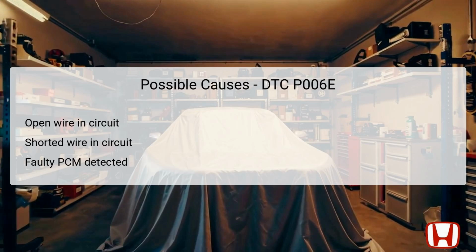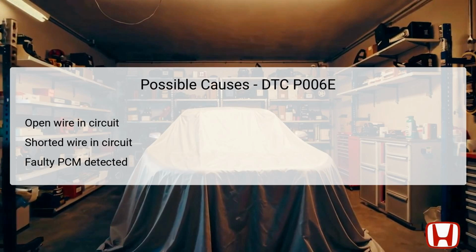Several possible causes may trigger the DTC P006E. One of the primary suspects is an open wire in the power supply circuit, which can lead to insufficient voltage reaching the turbocharger wastegate control actuator. If the circuit is open, inspection should confirm a break in the wiring that may require repair or replacement.